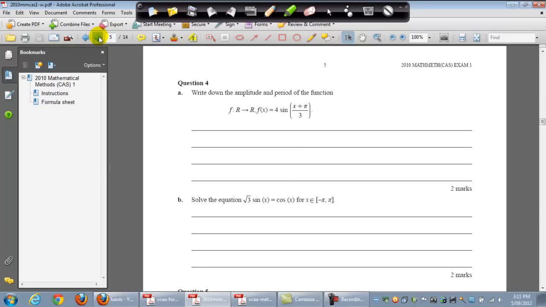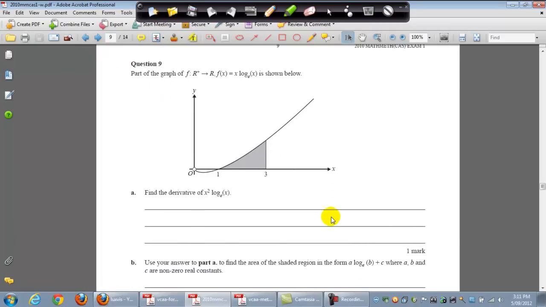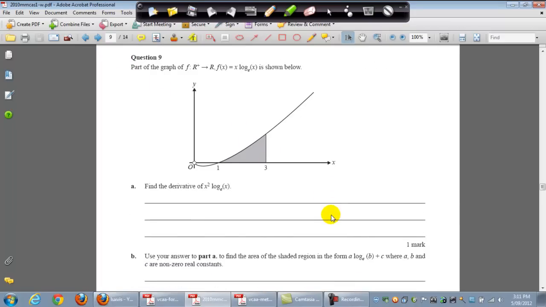It's question 9, and when you first start these exams, don't panic. There's always an easy mark to be obtained by just looking over and keeping your cool.